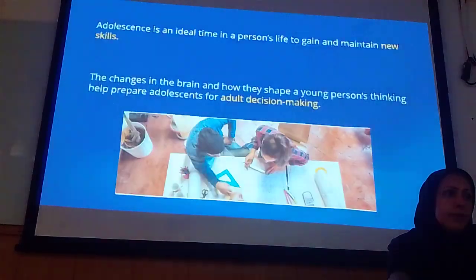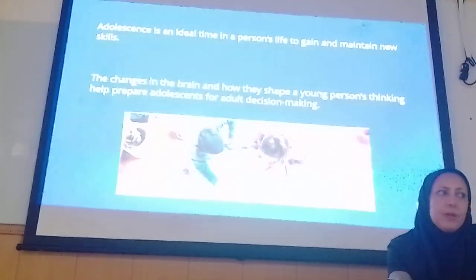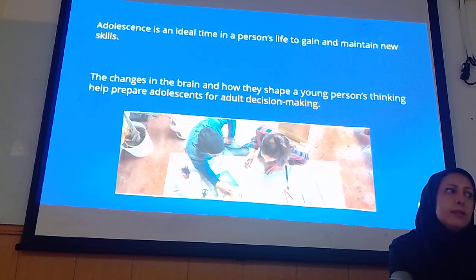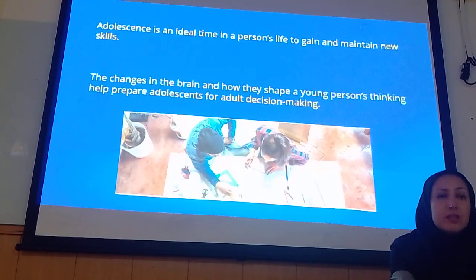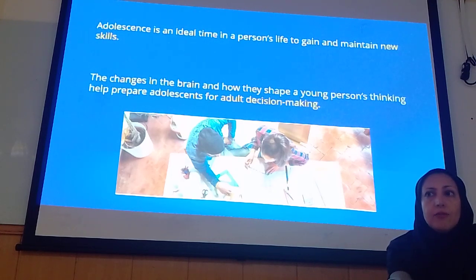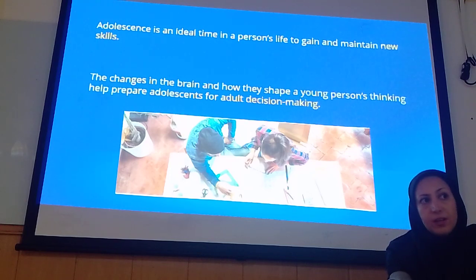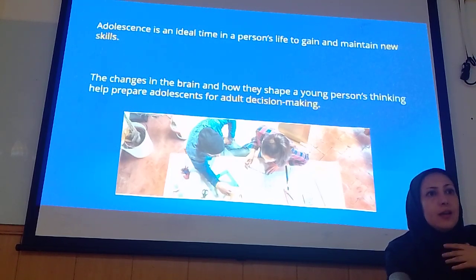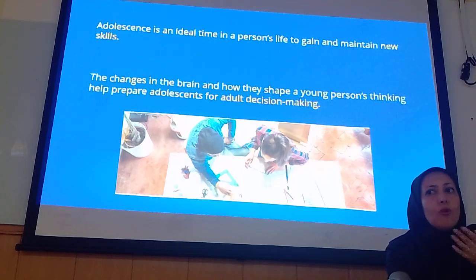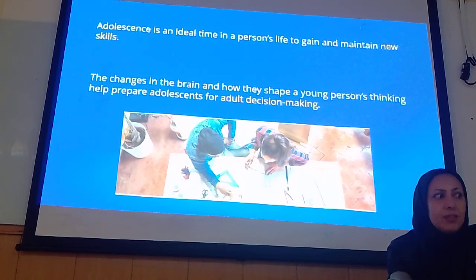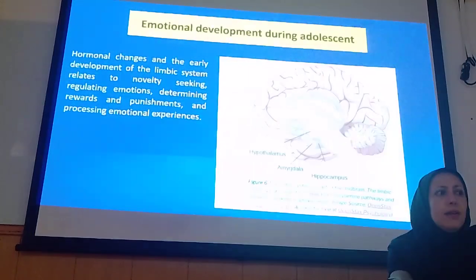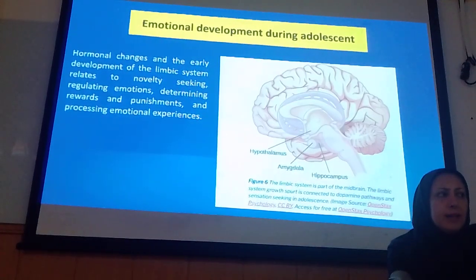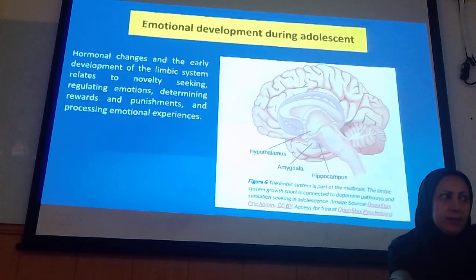Adolescence is an ideal time in a person's life to gain and maintain new skills, and the changes in the brain and how they shape a young person's thinking help prepare adolescents for adult decision making. Yes? For adult decision making, as adult fathers after marriage, after they have children, after they have a job, they are ready for this decision making and problem solving.